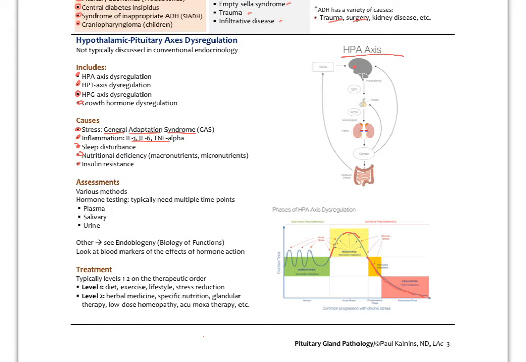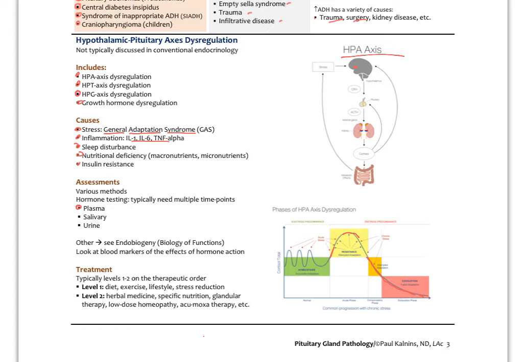But this is where we can intervene. I do this often with herbal therapies, but also with lifestyle level 1 therapies on the therapeutic order to really balance this out. There's various assessment methods. Some of them are more controversial than others. We typically, in the conventional endocrinology world, use plasma hormone assessment, like I just talked about with the pituitary hormones in the last slide.